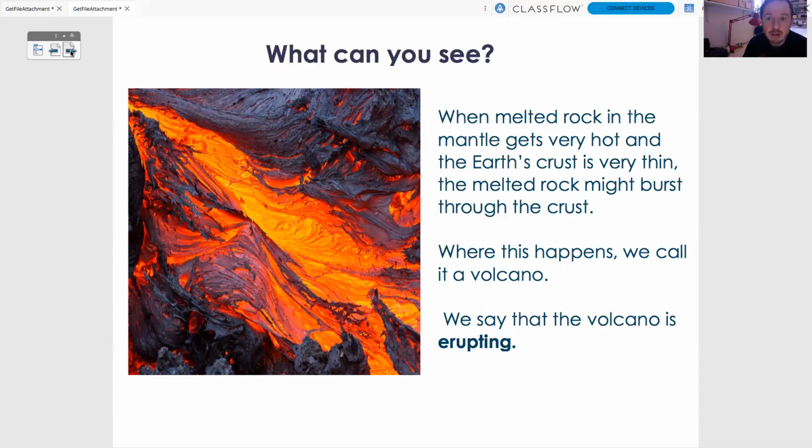Really, I wanted you to know that when melted rock in the mantle, that second layer of the earth, gets really hot and the earth's crust is really thin, the melted rock might burst through from up the mantle, through the crust, and out onto the top of the crust where we live. And where that happens, we call it a volcano, okay? And we say that the volcano is erupting, okay?